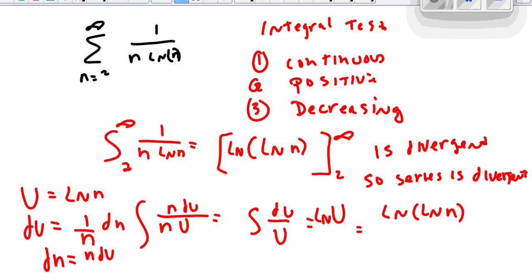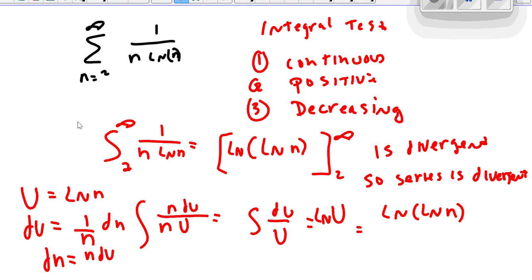Good. So now we have 1 over n times the natural log of n. We're going to do the integral test on this. We have to remember that it must be continuous, and it is. It must be positive, which it is, and it is decreasing. Well, we have everything on the bottom here, so it definitely will be getting smaller.